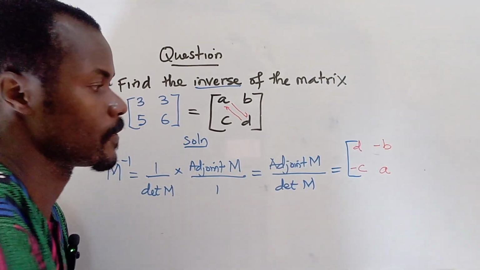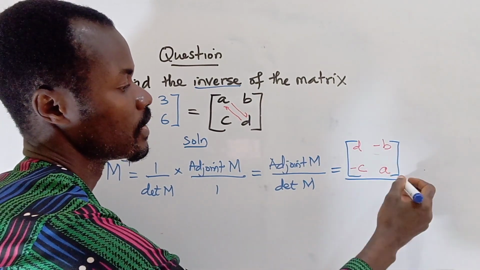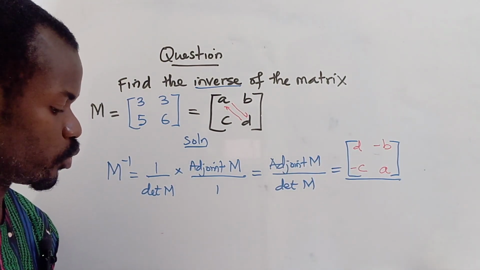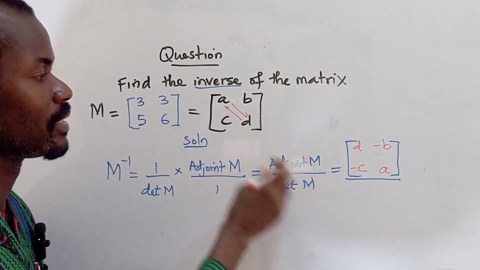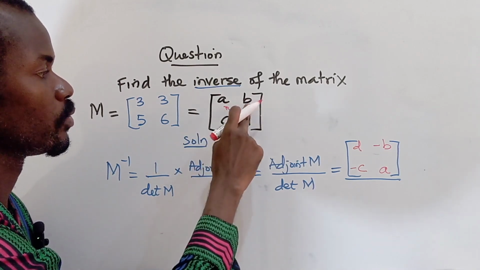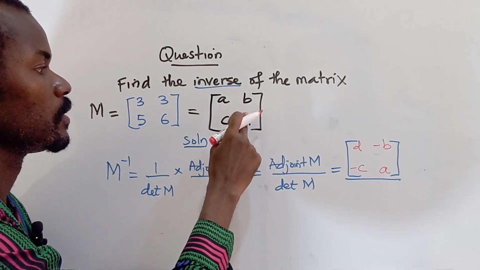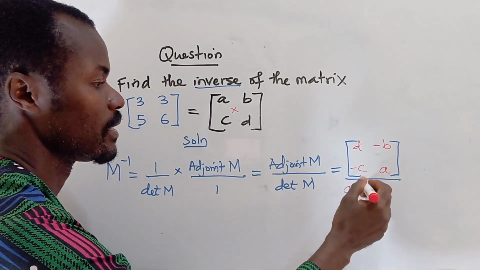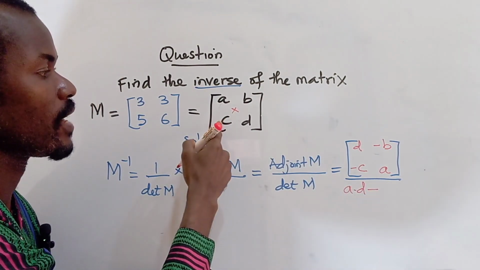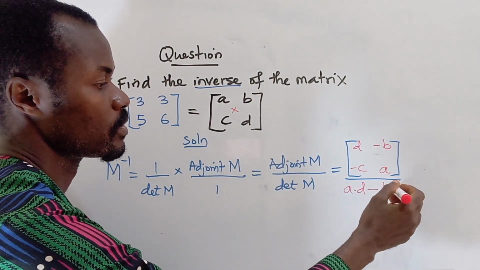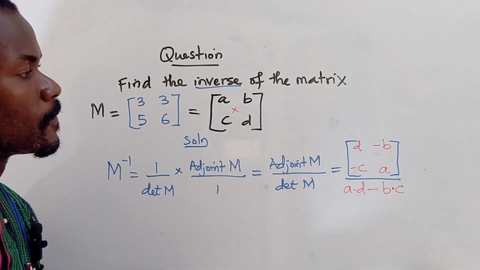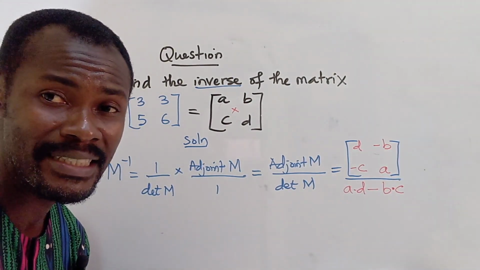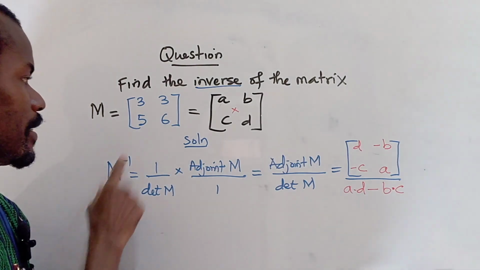Once you do that, you have been able to get the adjoint of the matrix. The next thing you want to do is find the determinant, which is D will multiply A, so A multiplied by D, minus C will multiply B, so B multiplied by C. So you cross multiply them and you subtract them. Now that I've gotten that, we can now find the inverse.